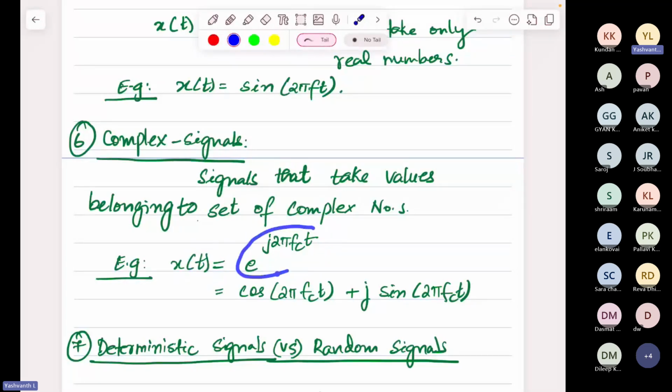So for example, you can see this by Euler's formula. This is nothing but cos 2 pi fct plus j sine 2 pi fct. So you see, it's a complex number. So the amplitude of the signal is a complex number now. So that's why this is called a complex signal.